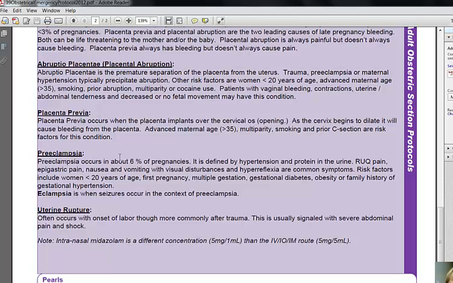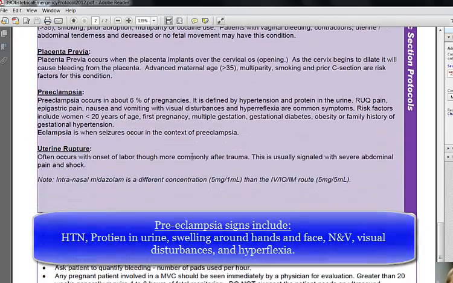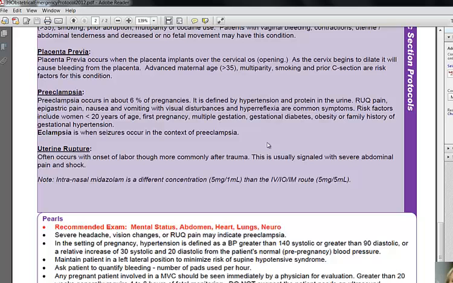Preeclampsia is what leads up to eclampsia, which is seizing in pregnancy. Preeclampsia is something that patients usually know that they have. They have high blood pressure, protein in their urine, and liver enzyme problems. That's something that's screened for if they have prenatal care, so they usually know if they have that. And then uterine rupture is typically from either trauma or patients that have had previous C-sections, especially emergency C-sections in the past. They can have uterine rupture.